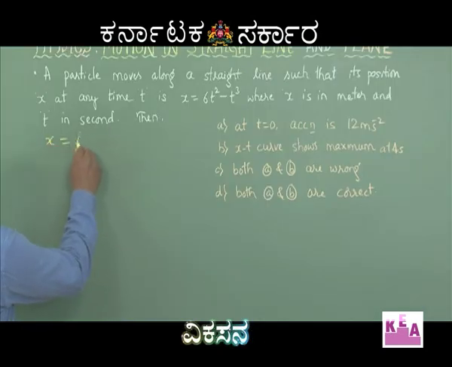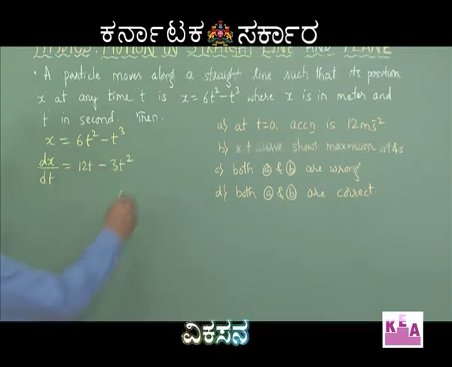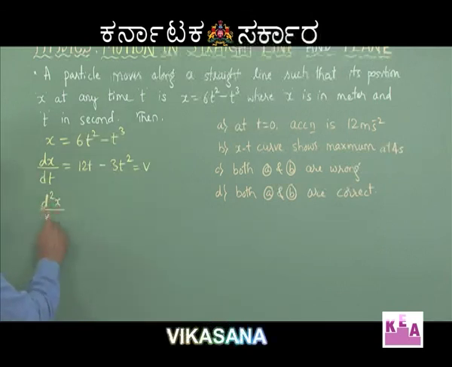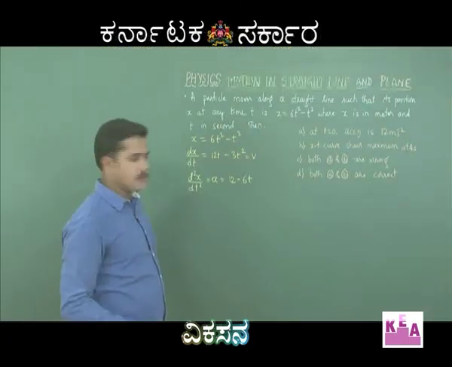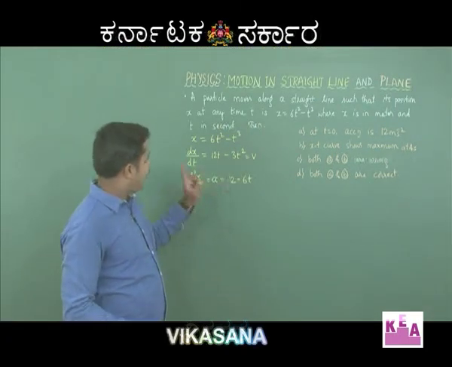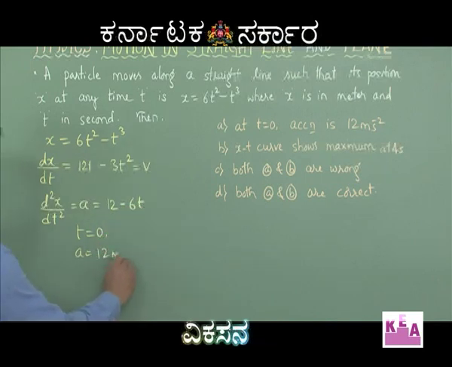So x is equal to 6t squared minus t cubed, differentiate once with respect to time, dx by dt is equal to 12t minus 3t squared. So this is velocity. Then differentiate once again, d2x by dt2, that gives you acceleration, which is 12 minus 6t. And what are we supposed to comment on? So find acceleration at t is equal to 0. At t is equal to 0, acceleration is 12 minus 0, it is just 12 meter per second square. I think option A is correct.